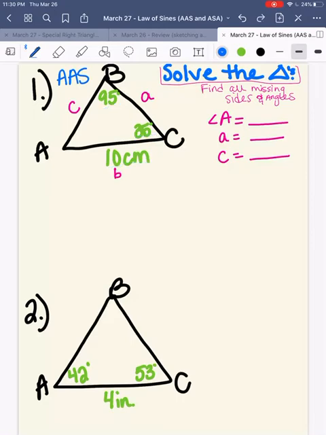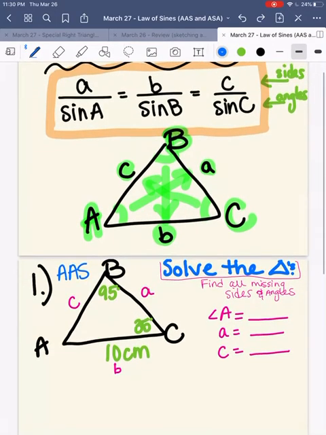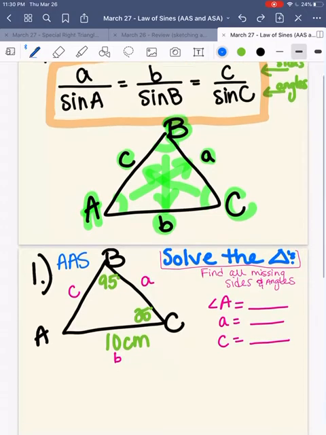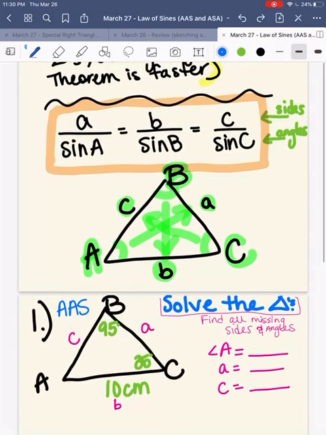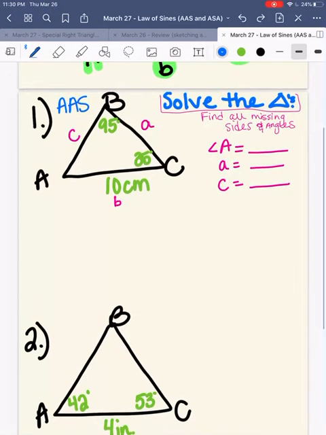Now we're going to fill in our formula. The formula says A over sine A, B over sine B, and C over sine C. You don't have to do all three of these. You can just do two at a time, like the A and the C. So don't think it has to be a three-part equation.